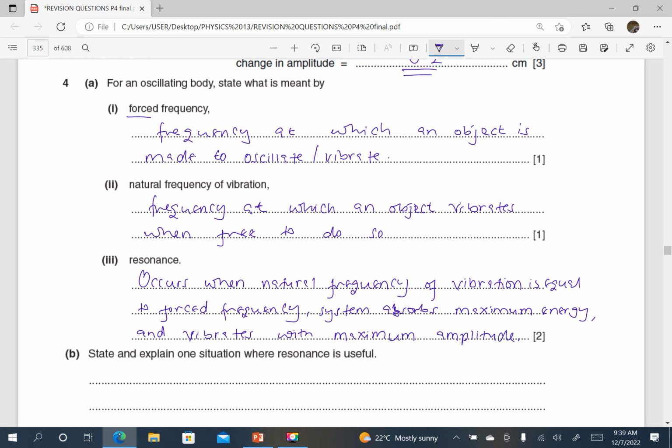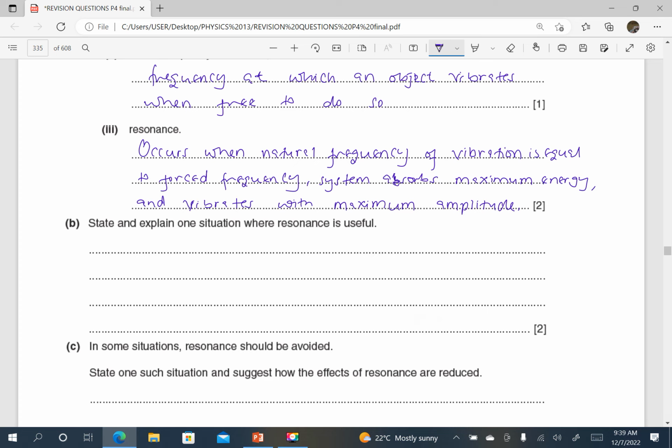So the system absorbs maximum energy, a lot of energy, and vibrates with the maximum amplitude. That's what we call resonance. State and explain one situation where resonance is useful. Of course, resonance is useful in many situations.